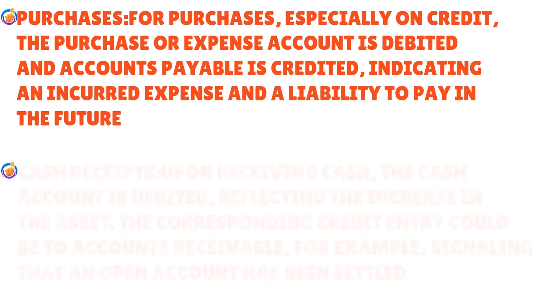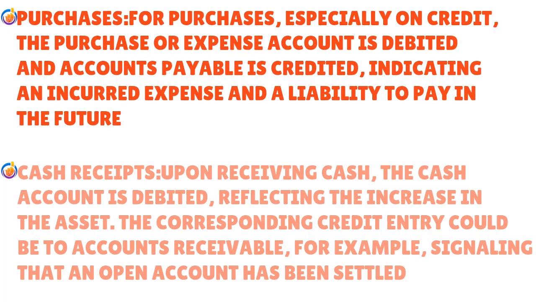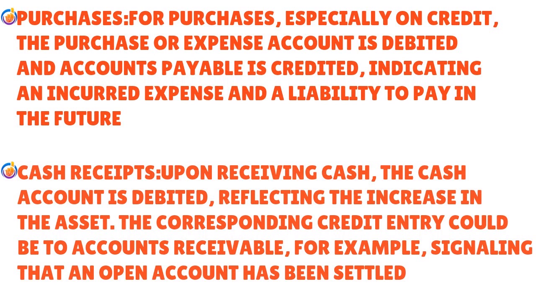Okay. Then you have cash receipts. So upon receiving cash, the cash account is debited, reflecting the increase in the assets. The corresponding credit entry could be to accounts receivable, for example, signaling that an open account has been settled. So again, cash is an asset. So to increase an asset, you debit it.